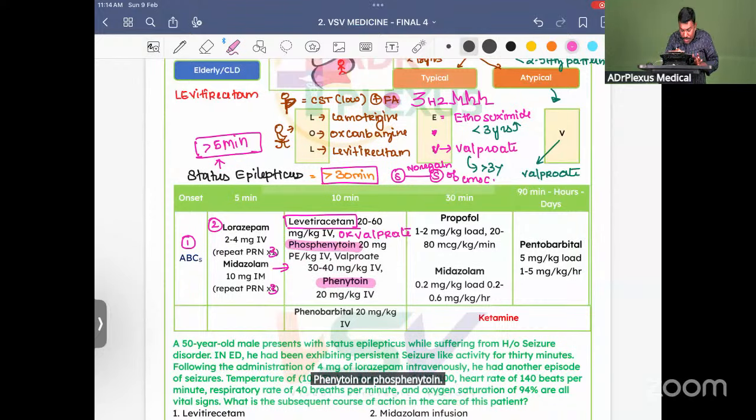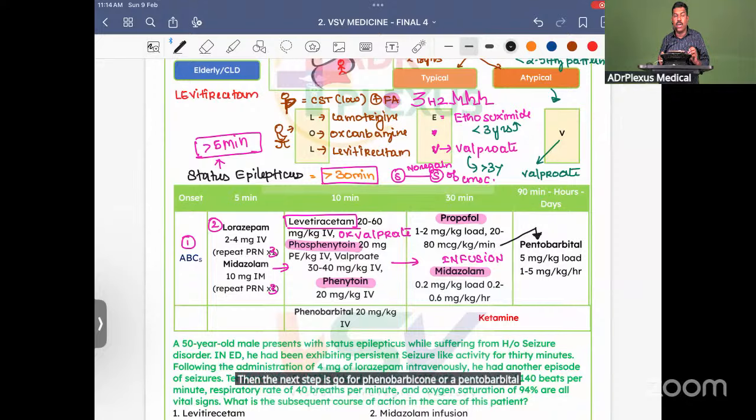If the patient is not responding to it, go to the next step, propofol or midazolam infusion. It's not just midazolam, it is infusion. If it is not responding, then the next step is phenobarbital or a pentobarbital coma. If the patient is not responding, go to IV anesthetic agents. If the patient is not responding, intubation.